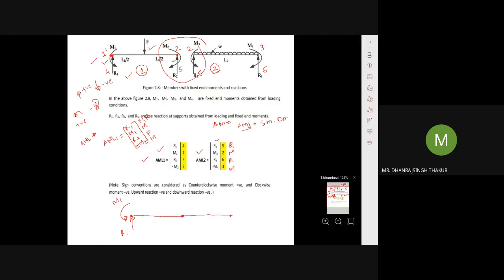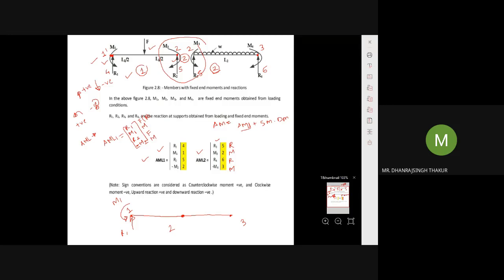Okay, if suppose we are considering this as node 2, then at node 2 the reactions R2 and R3 we have to superimpose. Superimpose means we have to find the total load at node 1, at node 2 and at node 3. So at node 1 the total load will be R1 and M1 only. But at node 2, node 2 is common for both the members. So what is the total load at node 2? It is the addition of reactions plus addition of the moments. So the total load on node 2 will be the addition of the reactions.